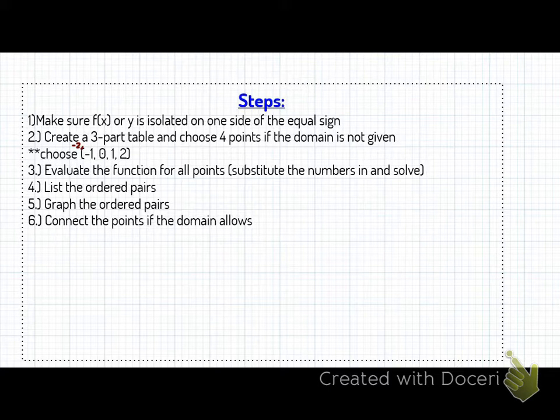Step 3, evaluate the function for all points, substitute in and solve, and then list the ordered pairs. Then we're going to graph the ordered pairs, and then we're going to connect the points if the domain allows. Okay. Sometimes the domain doesn't allow us to do that, so we'll talk about that some more in a few minutes here. Okay. So take a moment to pause the video and write this down, please.